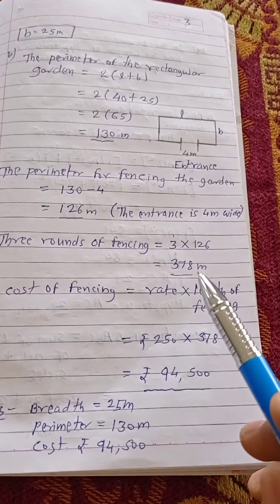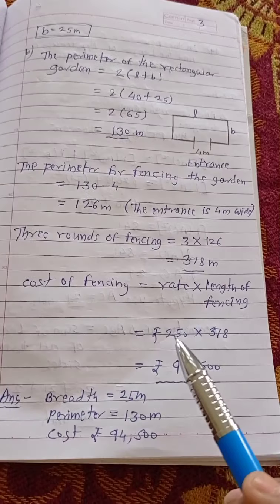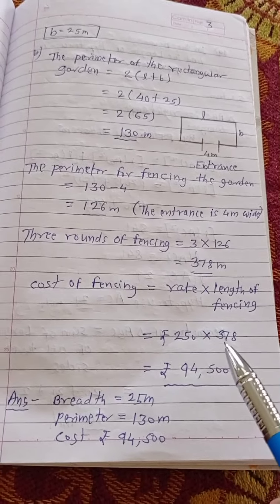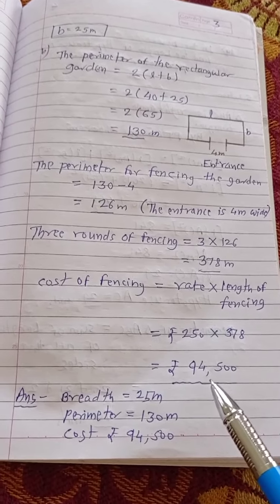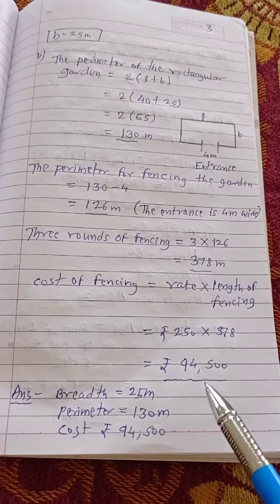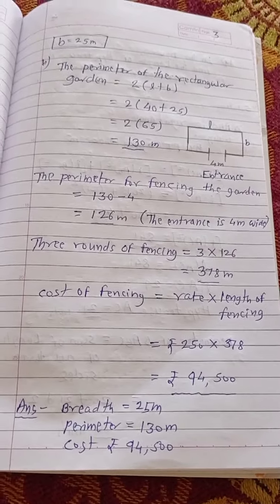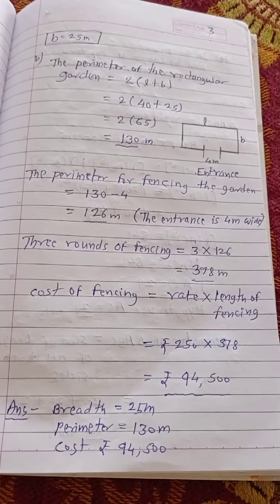Then for total fencing you require 378 meter wire. Then what to do? You multiply this rate by the length of the fencing wire, means 250 into 378 you do, that will give rupees 94,500. That is the total cost of wire required for the 3 rounds of fencing. Okay, then this is about question number 8, and in the next video we'll see the next part of this.